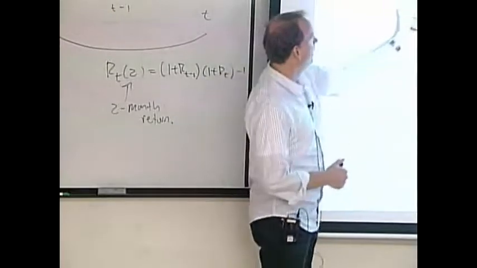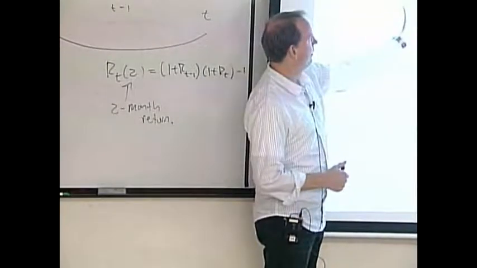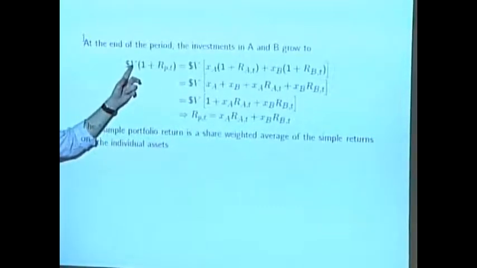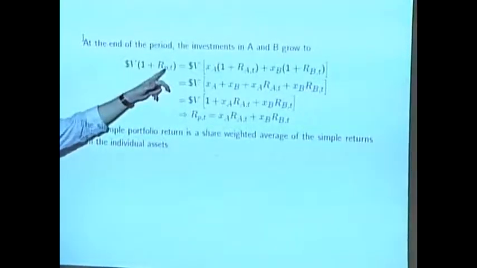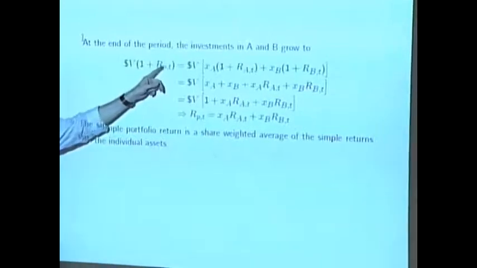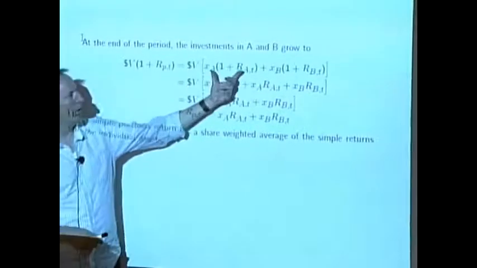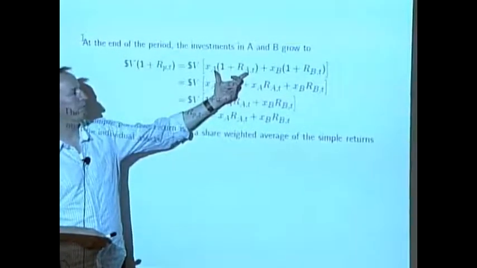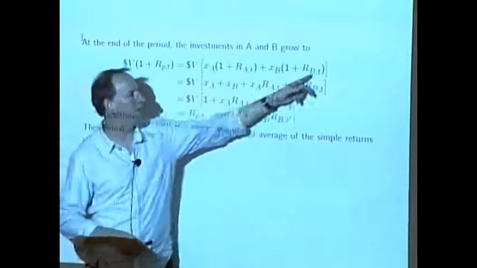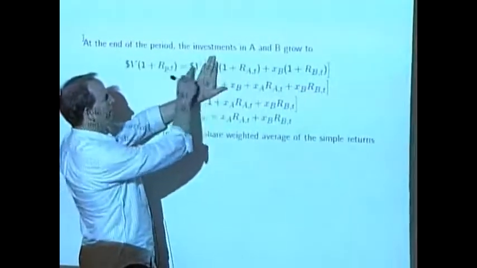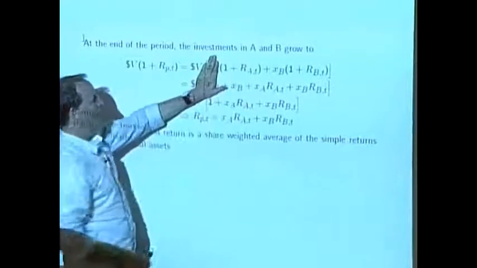So we can define the future value of the portfolio. We start with our initial investment, and that investment grows to V times 1 plus the portfolio rate of return. And so we want to determine what this portfolio rate of return is. Well, we have our initial investment V, and we have two components to the portfolio. We have Amazon and we have Boeing. And so this is V times 1 plus RA.